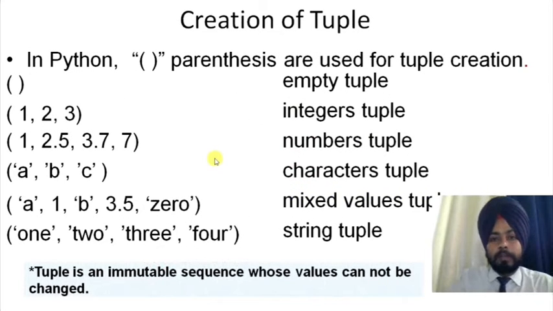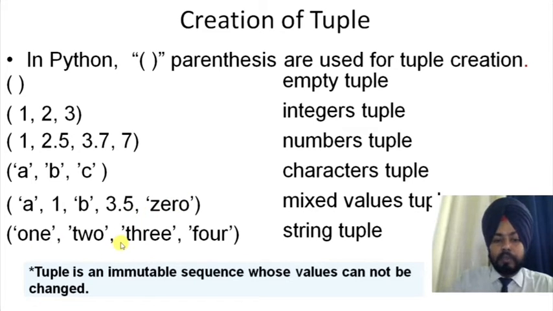Next data type is tuple. Here we learn how to create a tuple. In Python, round parentheses are used for tuple creation. With round brackets is an empty tuple. This is called integer tuple. This is called number tuple. This is called characters tuple. It will be called mixed value tuple. This is called string tuple.